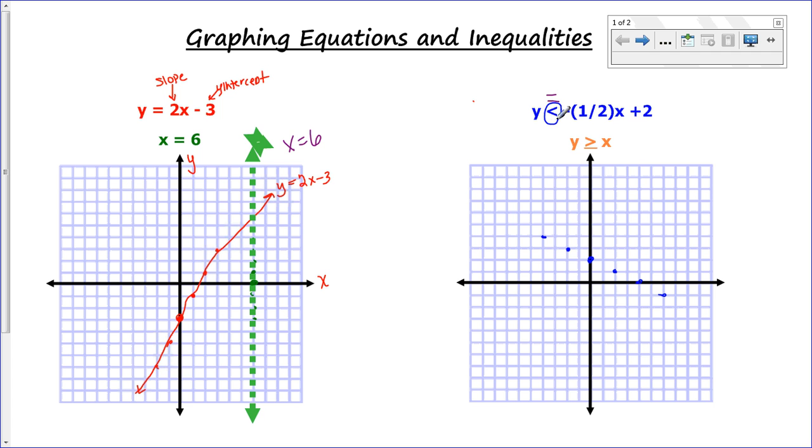If the alligator has an underline, I draw a line. If there's no line here, there's no line there, and it's dotted. So this, I'm going to graph as a dotted line. And this dotted line represents y is less than negative 1/2 x plus 2.